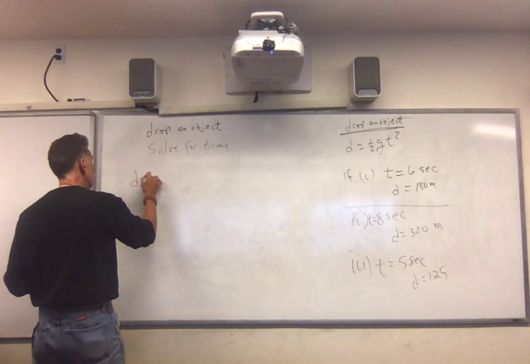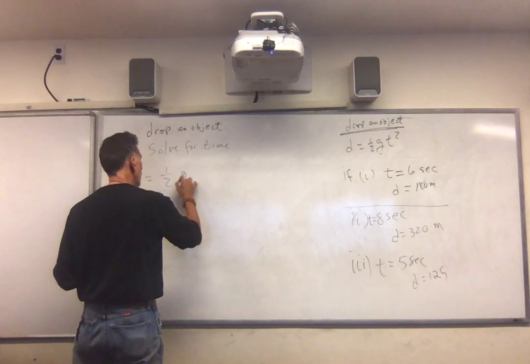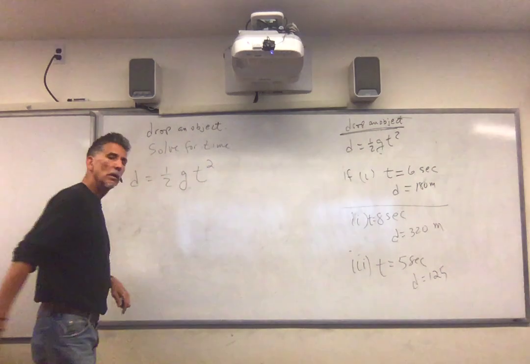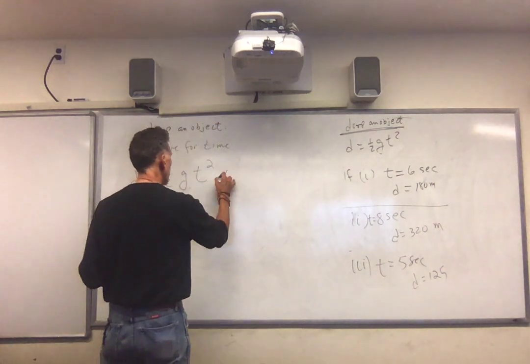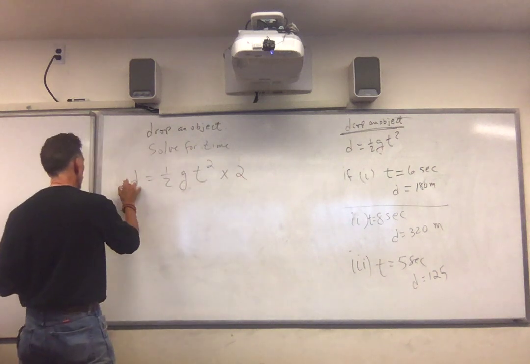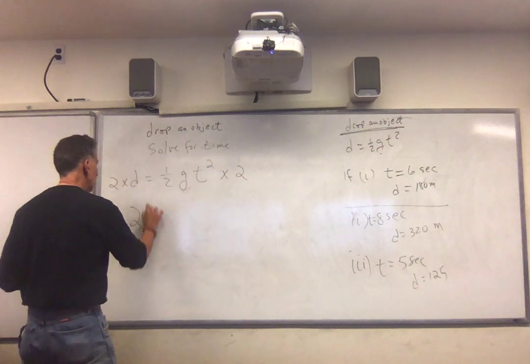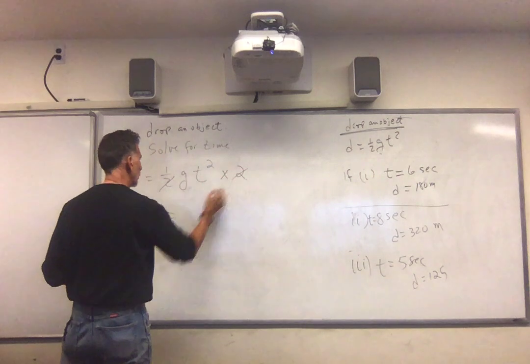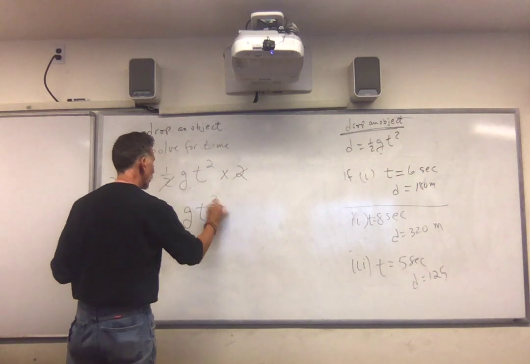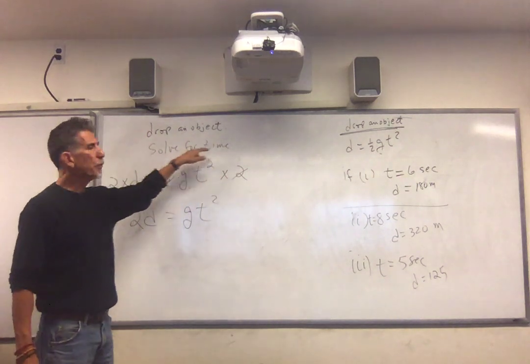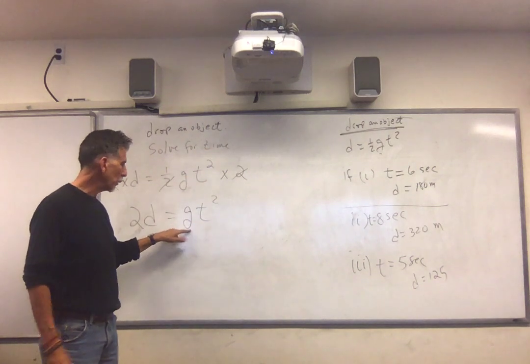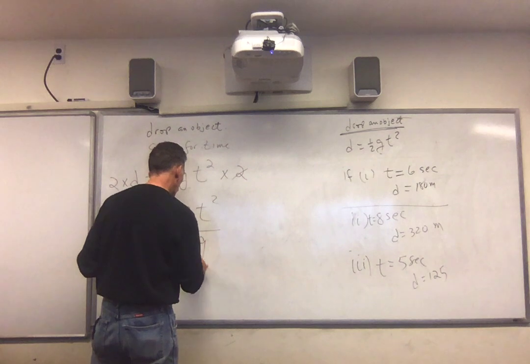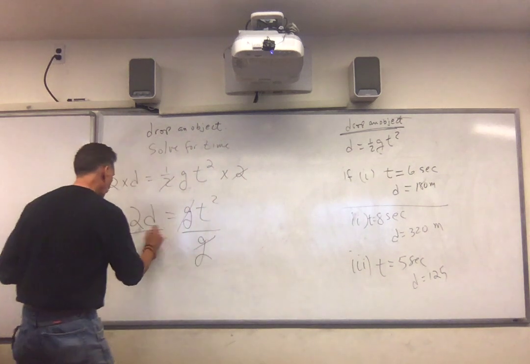So watch, D equals 1/2 GT squared. First thing I'll do, go slow, multiply both sides by 2. So I have 2D equals, the half goes out, GT squared. Now remember, we want to solve for T, time. So we have to get T all by itself. So if we divide both sides by G, the G goes out, divided by G.